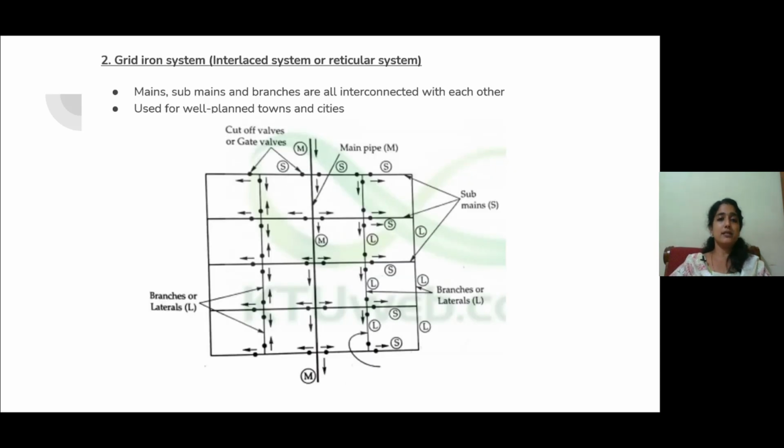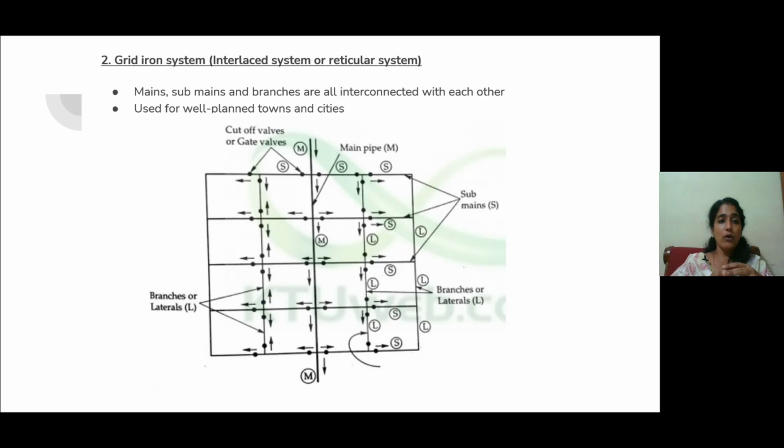Then the gridiron system, that is the interlaced system or reticulated or reticular system. In this system, mains, submains and branches are all interconnected with each other. This is the main advantage of the gridiron system, and it is used only for well-planned towns and cities.